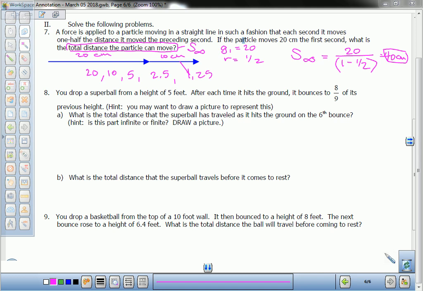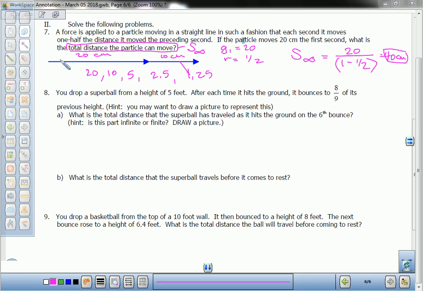All right. So when we find the distance, what we're adding is down and up and down and up and down and up, until it stops. That's what we're adding. We're not talking about distance lengthwise, we're talking about up and down distance. So we're not tossing the ball, we're dropping it, and we're talking about up and down bouncing distance.